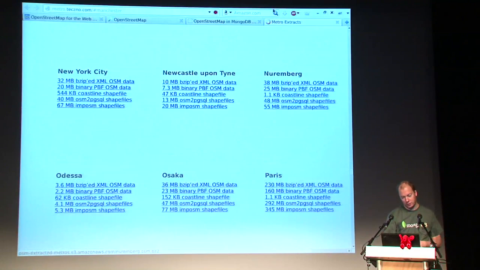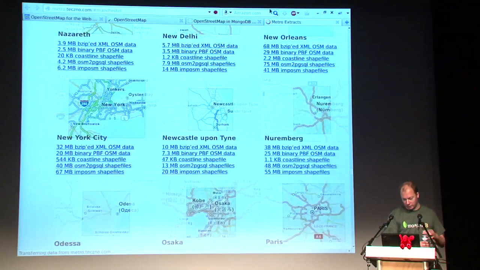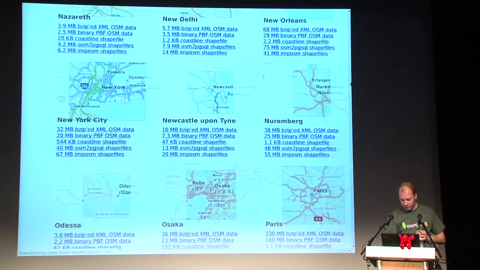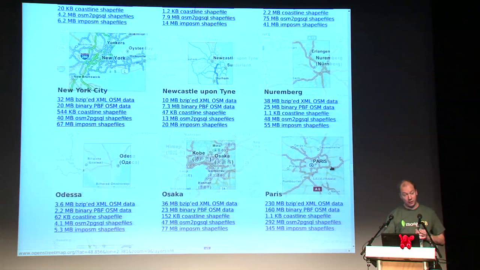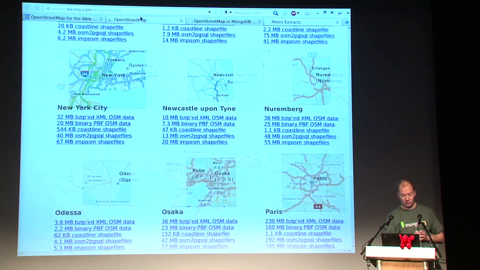So I'm not sure why my nice graphics are not showing right now. There we go. So you can see all the extracts of all the different cities. And what I've done for a demo that I'm showing later, I've downloaded this extract, imported the data into MongoDB to then be able to show it on a map. So if you want to play with the data, download the city extract. Paris is still fairly large. It's still 230 megabytes of data to download, but it's all there.